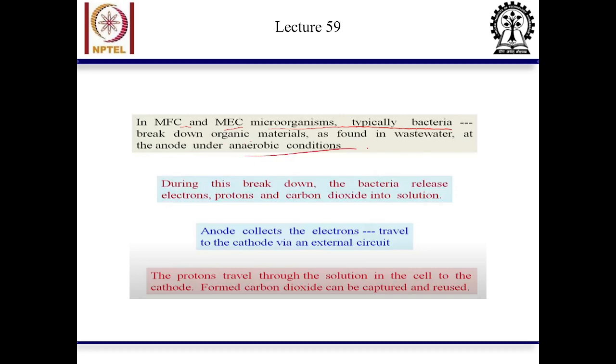So here there is no oxygen. And during this, three things evolve: one is the electron, another is the proton, and carbon dioxide. Carbon dioxide we can collect and use for other purposes. The electron can travel from the anode to the cathode, which I will show in the next slide, and the proton travels through the membrane to the cathode.